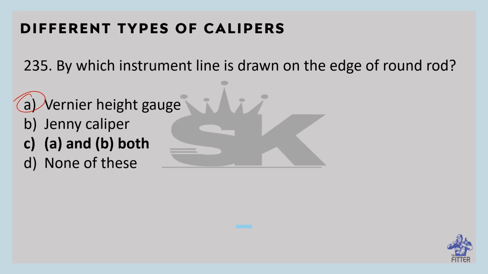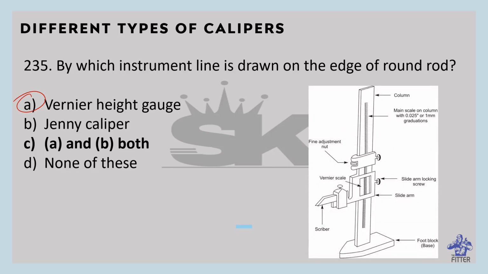Here you can observe this is the scriber to draw lines. By using the scriber, we can draw lines on the edge of the rod, but this is not the ideal tool. I'll write it down here: not ideal tool for this task.